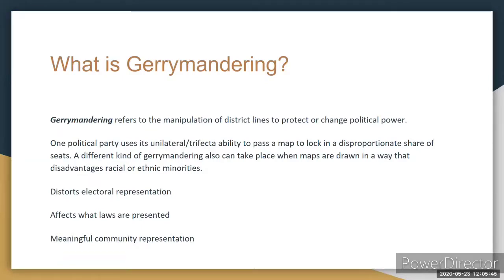A different kind of gerrymandering, which is what I'm just speaking about, also can take place when maps are drawn in a way that disadvantages a racial or ethnic minority group by distorting electoral representation, and it affects what laws are or are not presented that impact these communities. So there's a financial aspect, and then there's a socio-economic impact. So there's no meaningful representation when it's that kind of gerrymandering. And when people wonder why, hey, the government isn't addressing the issues that are affecting my community, how are you being represented? Is it in an honest way that actually reflects those numbers where you live? Or is it as a result of negative gerrymandering?